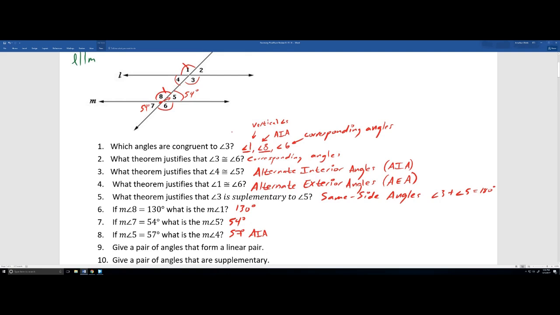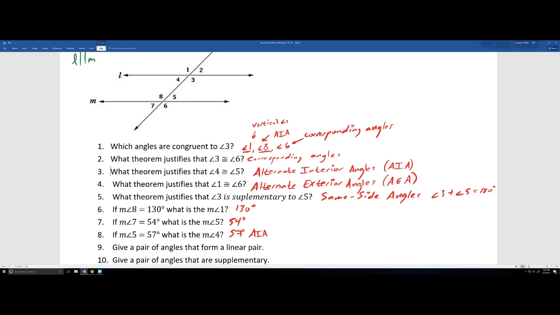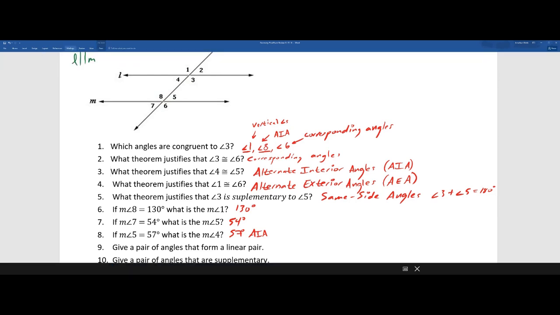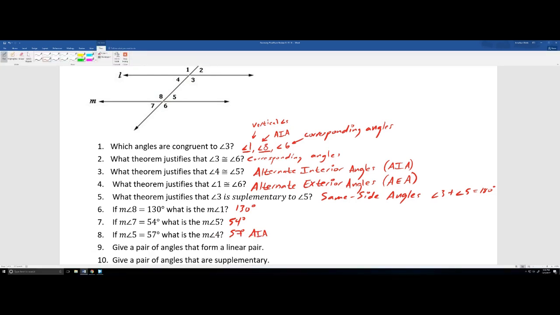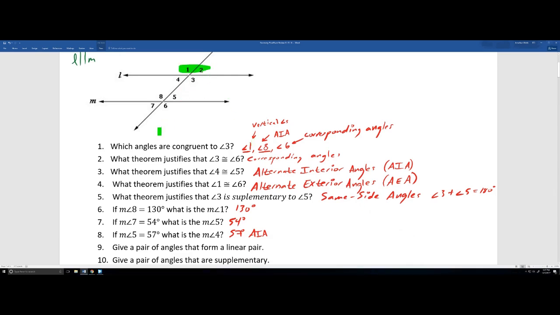All right, so number 9, give the pair of angles that form a linear pair. So let me try to do this in a different color, and let me clean up my markings here in my diagram. Linear pair. All right, a pair means two, right? That means they share. So what do they share? They actually share sides. Okay, so let me use a bright green. I notice that 1 and 2 are a linear pair. I notice that 4 and 3 are a linear pair. I notice that 8 and 5 are a linear pair, and 7 and 6 are linear pairs. Okay, so as you can see, there are a lot of pairs there.